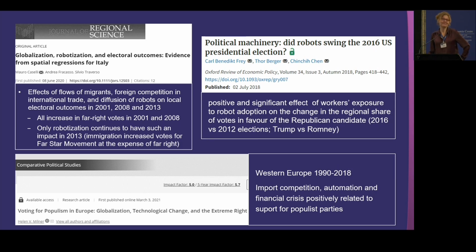So the question is what we can do. We cannot stop the technological change, and I'm not sure it would be good, but it would probably be good to think about some institutions, and to investigate which institutions could help.